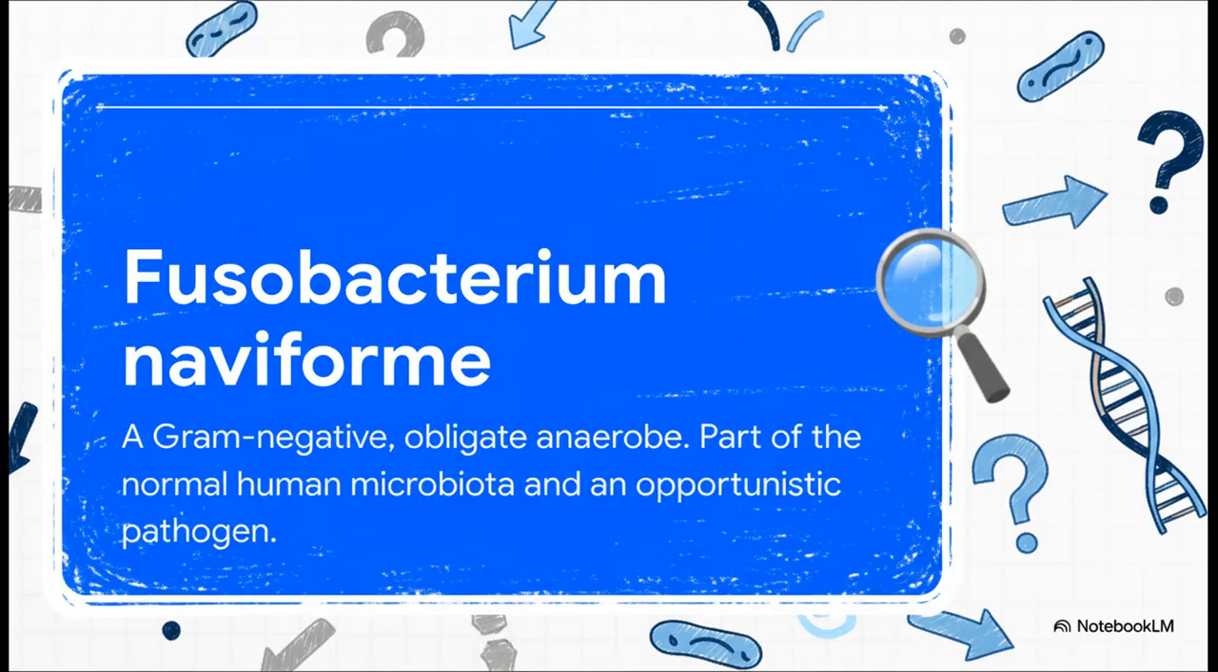So, on paper, Fusobacterium naviforme is your textbook opportunist. It's a gram-negative, non-spore-forming rod, and it's an obligate anaerobe, meaning it hates oxygen. It just kind of hangs out as part of our normal flora, in the mouth, the gut, you know the drill. But, and this is the key, the moment our defenses are down, say after surgery or some kind of trauma, it seizes the chance and can cause some really nasty infections.